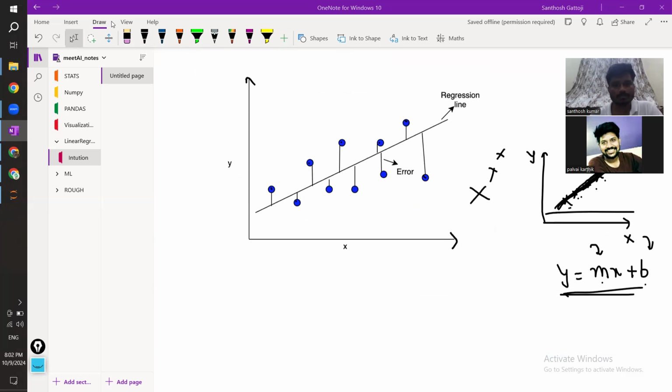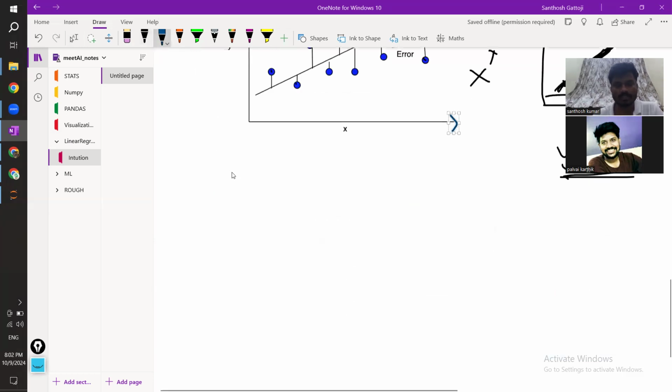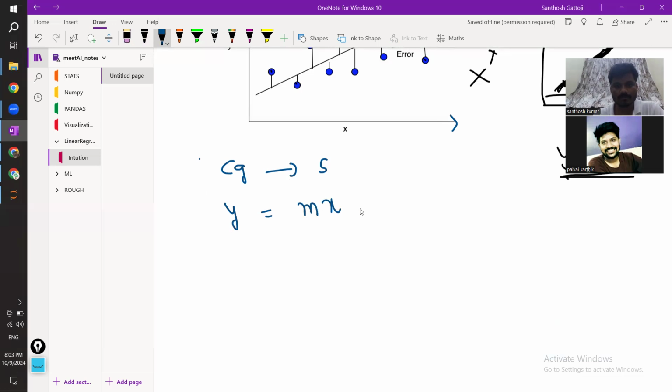Now over here, in our simple linear regression example, you have CGPA and you are going to predict salary. Now the equation of the line will become y equal to mx plus b. What is y? Y is salary. Salary equals m times my x. X is my CGPA, some score, plus some b.